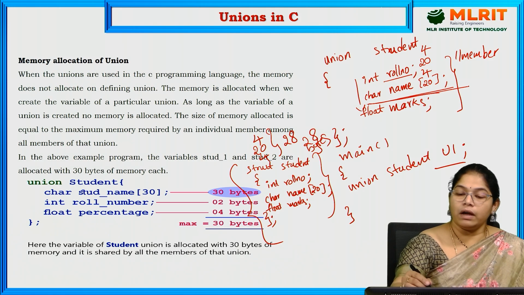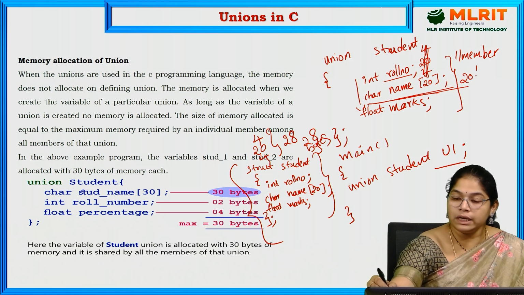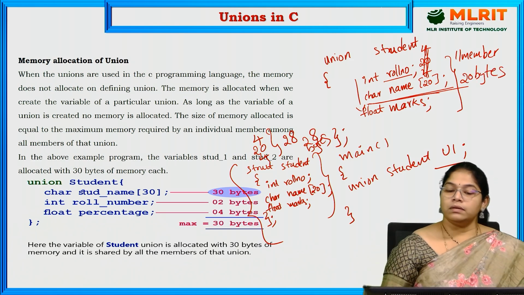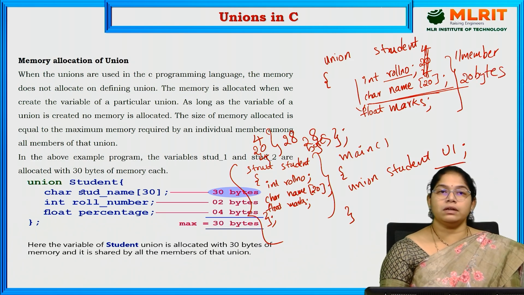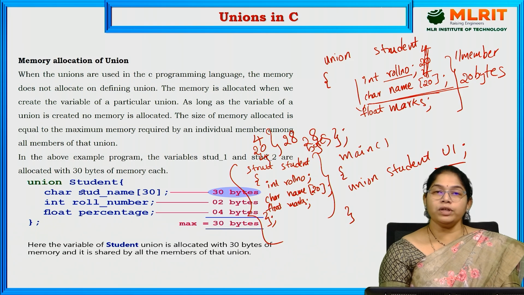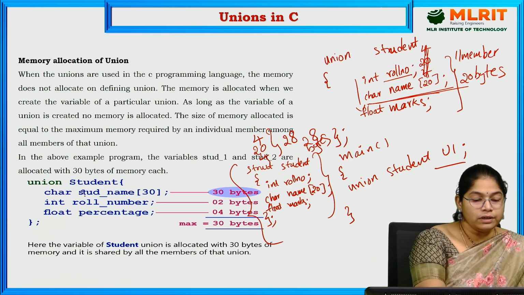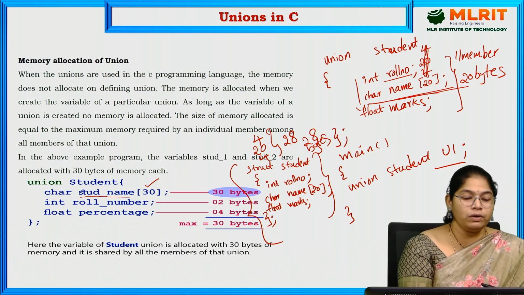So in total, instead of 28, the memory will be allocated as 20 bytes. Here in a structure, the summation of all the data types will be given as memory. But coming to union, the member having the highest memory will be given to the union variable. If we consider here char student name, the size given here is 30, that means 30 bytes will be given to that member.